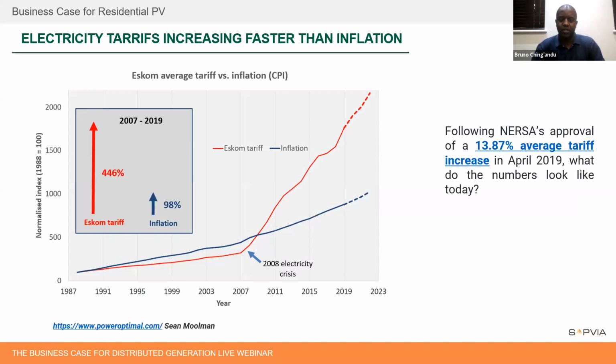So if we take a step back and look at where we come from, we had a very low rate of electricity increases from like 1987 to about 2007, where we had electricity going below inflation. And since 2008, when we had the first bout of load shedding, when we look at the prices from 2007 to 2019, it's gone up by 400% versus 98% of inflation. So basically, we are seeing the rate of our bills going up much higher than inflation, which is also generally going to be much higher than what we are currently getting from a salary expectation going forward.